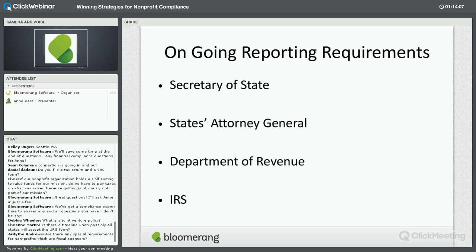Those are considered actually part of your mission. That's how you fundraise. So that's considered a special event.